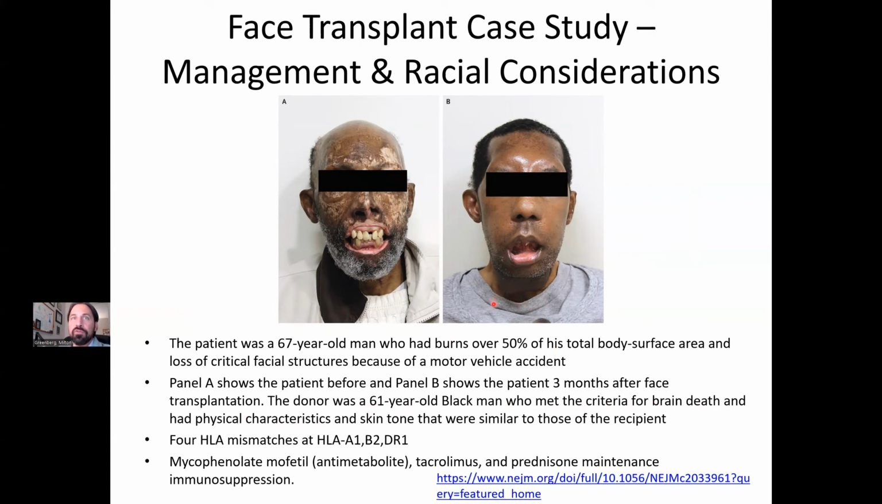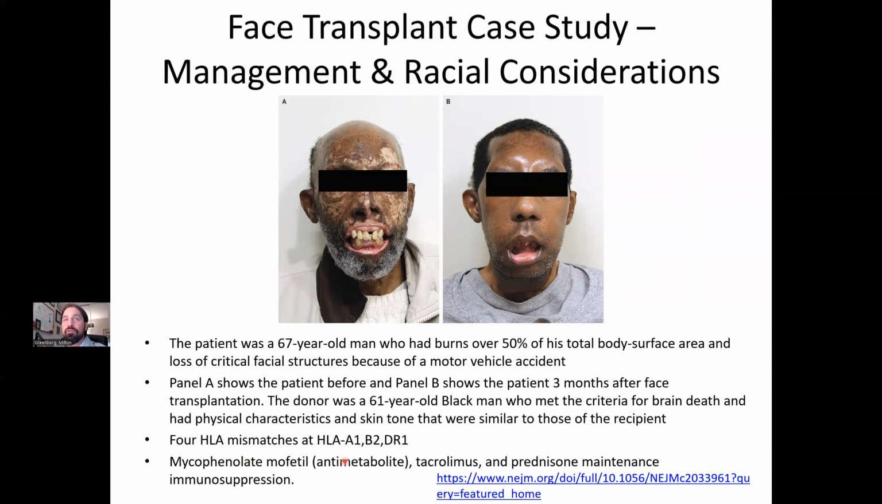Even if the major histocompatibility is in place, there's still going to be minor histocompatibility. In this case, there were 4 HLA mismatches. This is your MHC, your major histocompatibility complex. HLA is the human leukocyte antigen. This is just another name for MHC in humans: HLA-A1, B2, and DR1.